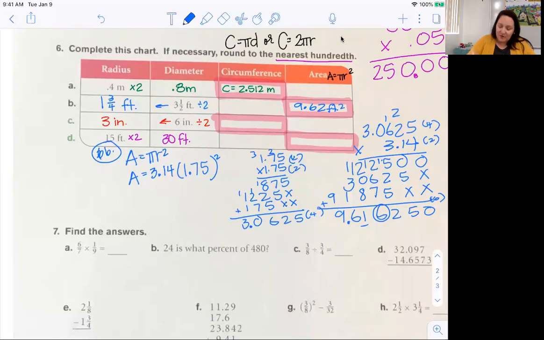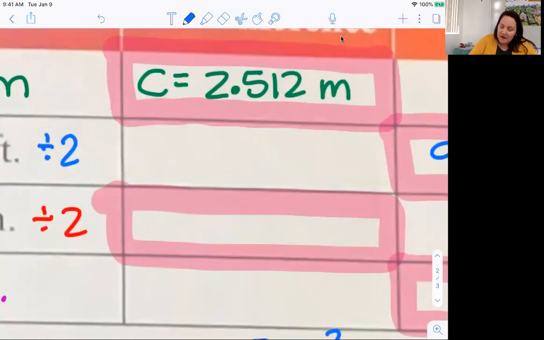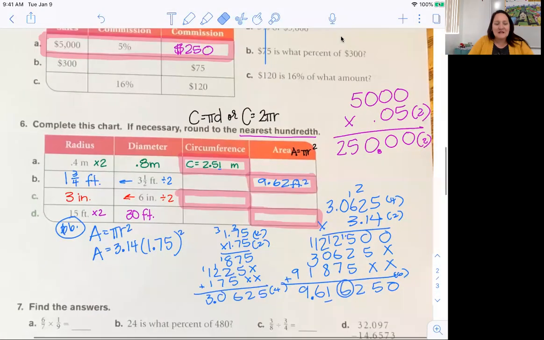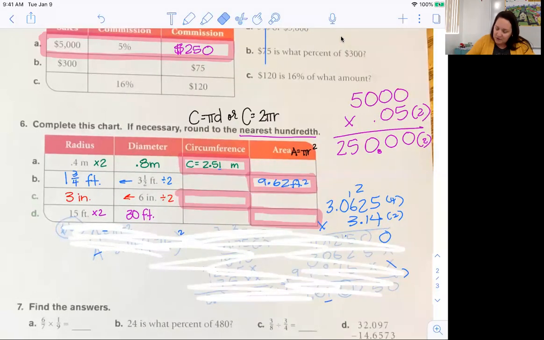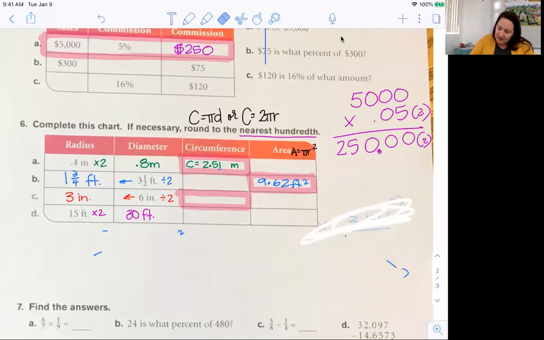Now, for circumference, we forgot to round to the nearest hundredth. If I have a 1 in the hundredths place and a 2 is the boss, what happens? The 2 just goes away, right? So we have 2.51. Let's go on. I'm going to erase this very quickly, and we're going to move on to 2C. And for 2C, we're going to be working through the circumference.